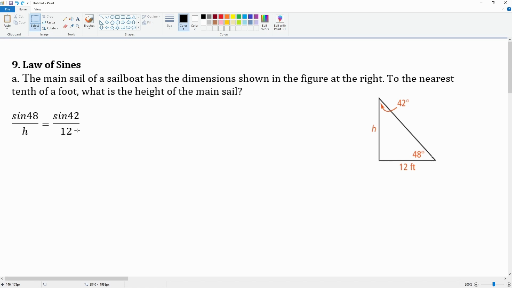You cross multiply both sides by 12 and h, so it's 12 sine 48 equals h divided by sine 42. That's what h is. So h is approximately 13.3 feet. And again, how do I know it's sine 48 over h? Because the angle has a relationship with the opposite side. So from 48, the opposite side is h. From 42, its opposite side is 12.